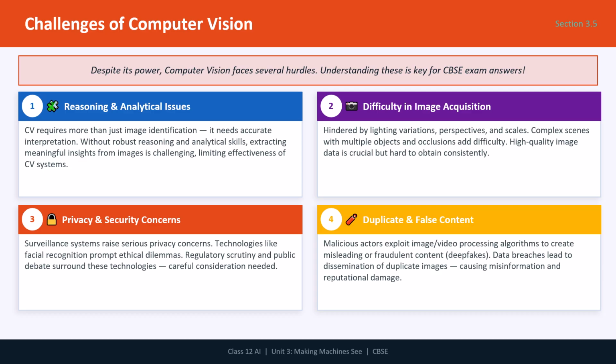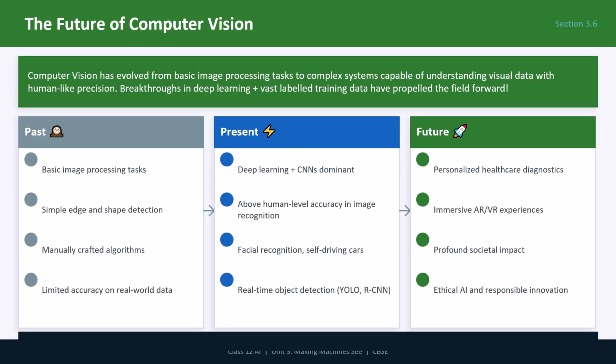For your exam, a quick way to remember all four: RIPD: reasoning, image acquisition, privacy, and duplicate content. Isn't it easy? Now, let's look at where computer vision is headed, and this makes for a great conclusion in any long answer. Over the years, CV has evolved from basic image processing tasks, simple edge detection, and shape matching, to incredibly complex systems that can understand and interpret visual data with human-like precision.